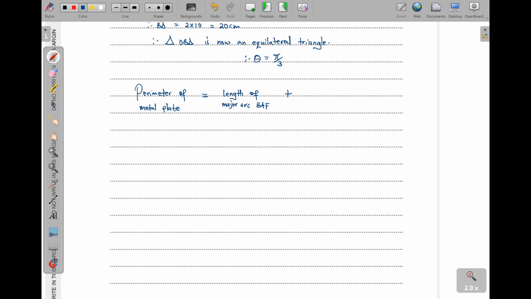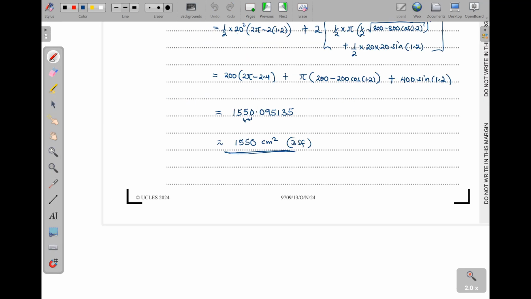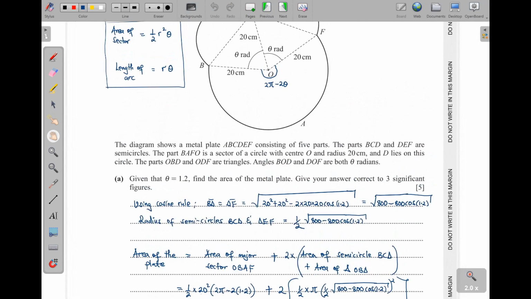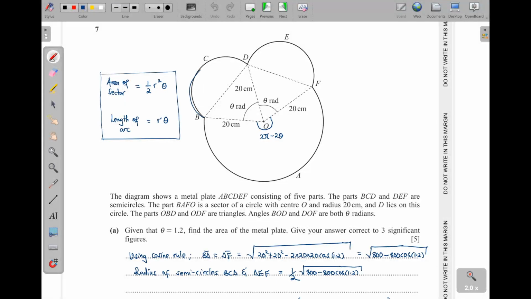BAF, then plus, I'll just say 2 times the length of arc BCD. Okay, BCD, because we have seen that this one here is the same. If you check here, if I get for BCD, it is the same as for this one. So I just get this one times 2. It is like actually the circumference of that circle, because if this is a half, the circumference and also half the circumference, don't you think you get one circle?